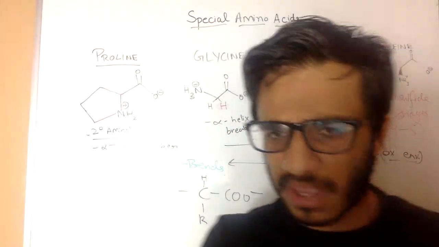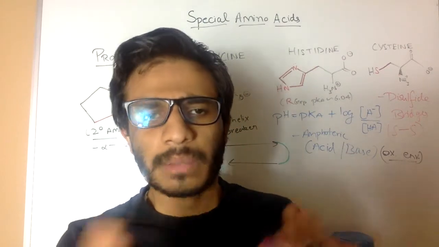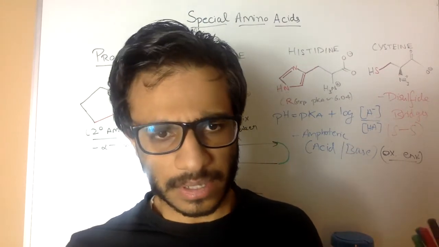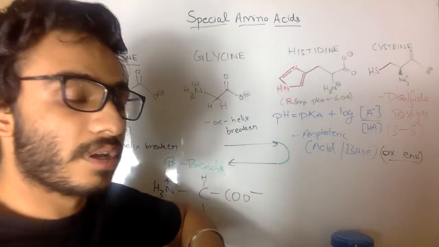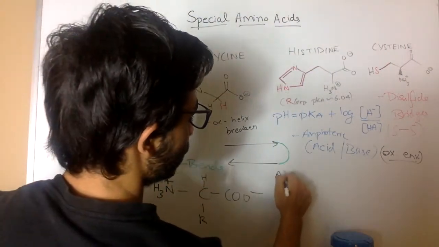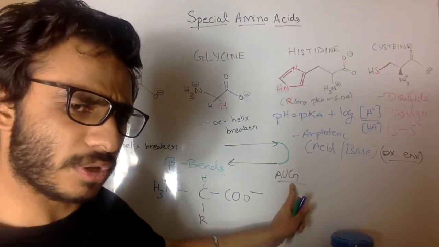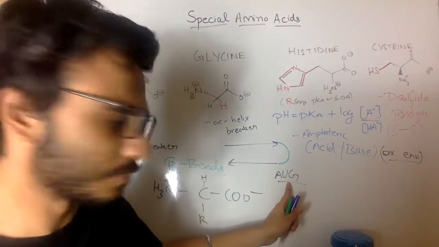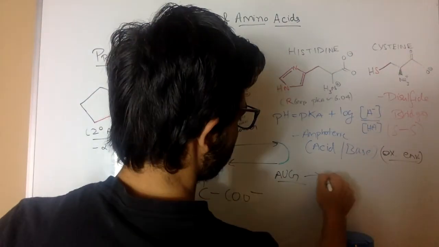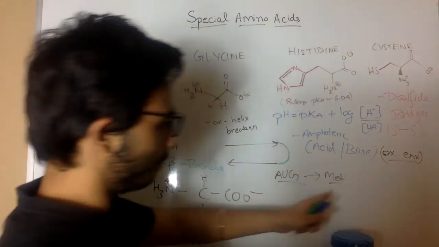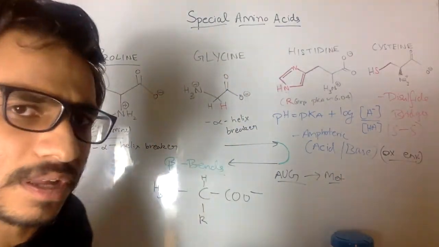There are more of them. Methionine is really important as a start codon. All protein amino acid sequences start with methionine, because methionine comes from the AUG. And we know from translation knowledge that AUG is the start codon, right? And AUG codes for methionine. So all of your proteins actually start with methionine.